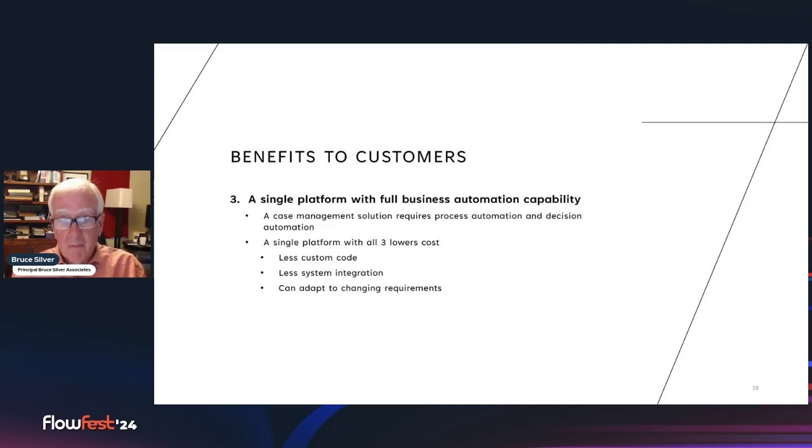The alternative to this is a lot of custom code, expensive, hard to adapt to changing requirements, or separate platforms for process, decision, and case management. Again, expensive and requiring a lot of system integration. A single platform that handles all three, especially one based on models, on business engagement, and vendor-independent standards, lowers costs, the cost of software, of implementation, and of maintenance of the solution over the long term.